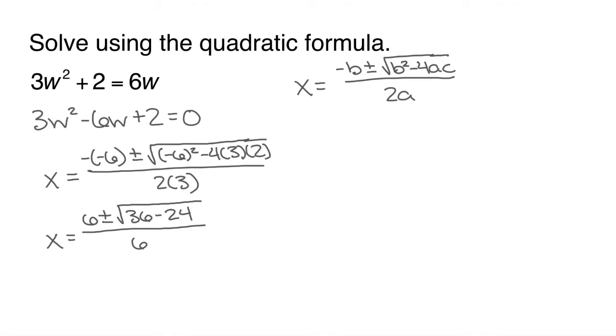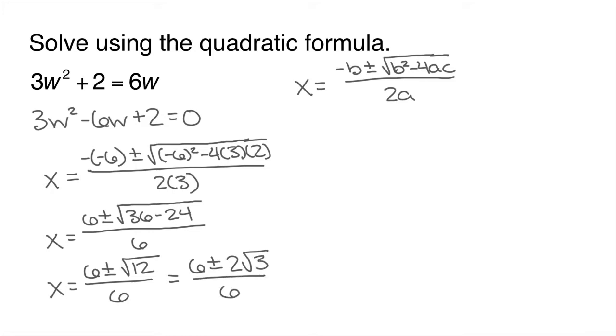We can simplify the radical further. x is equal to 6 plus or minus the square root of 12 all over 6. And we can simplify even further. The square root of 12 is equal to 2 times the square root of 3. So we have 6 plus or minus 2 times the square root of 3 all over 6.